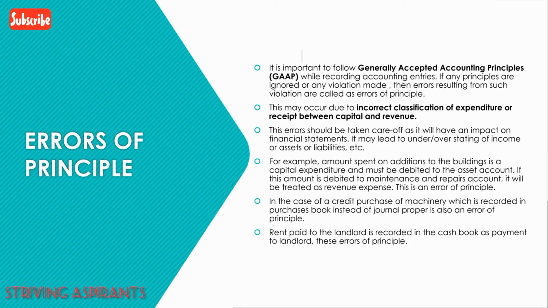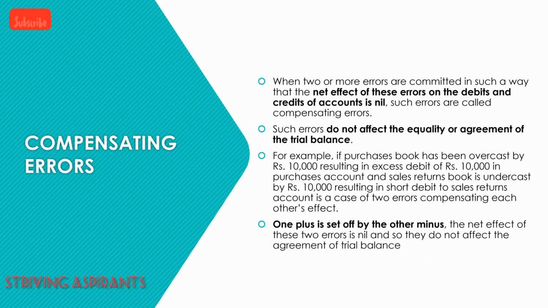Some types of errors may happen in the accounts that will be compensated or closed between the accounts. This type of error will not affect the trial balance agreement or equality, but it will have an effect on the financial statements. So this type of error should be taken care of. Let us check one example related to this one.